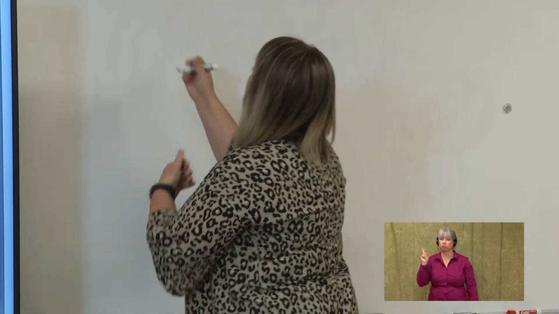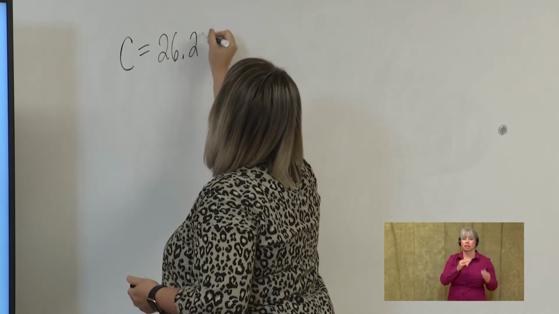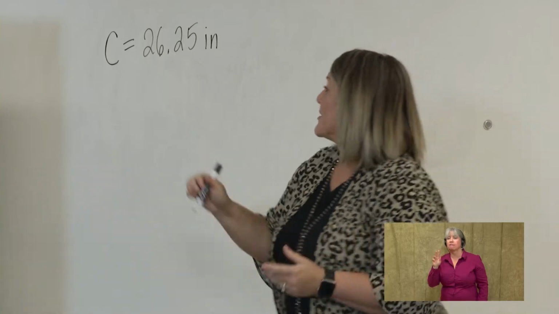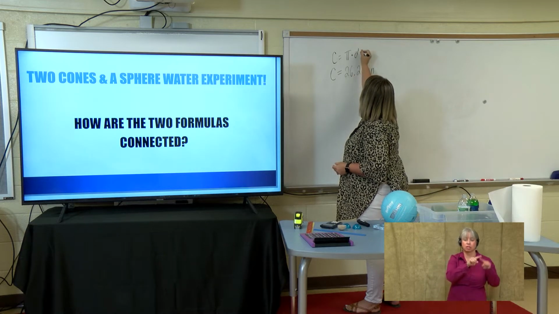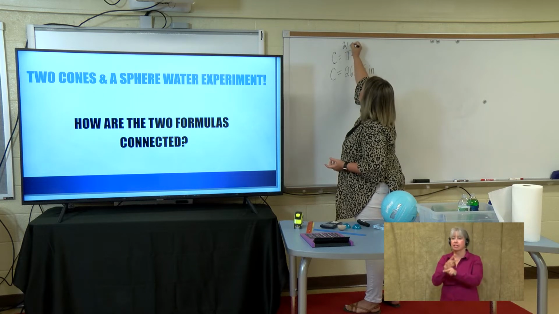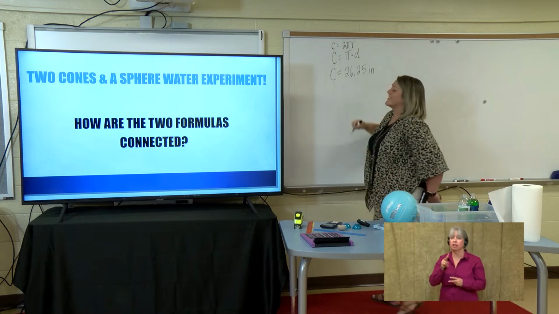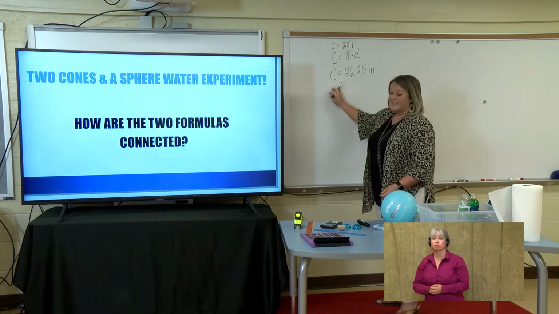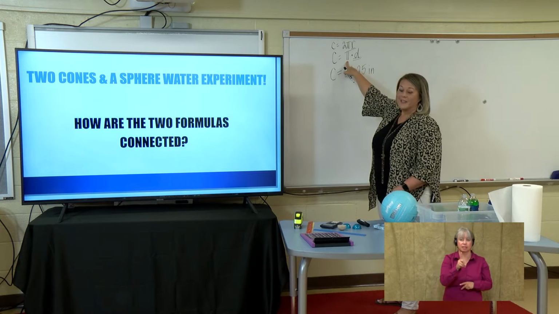And so I'm going to write that up here. My circumference is 26.25, and we were in inches there. Okay, so circumference, if you look at it, is pi times diameter. Or sometimes you see it as 2 pi r, which we know that 2 times the radius is the diameter. So in order for me to find the diameter or the radius, I need to divide by pi.